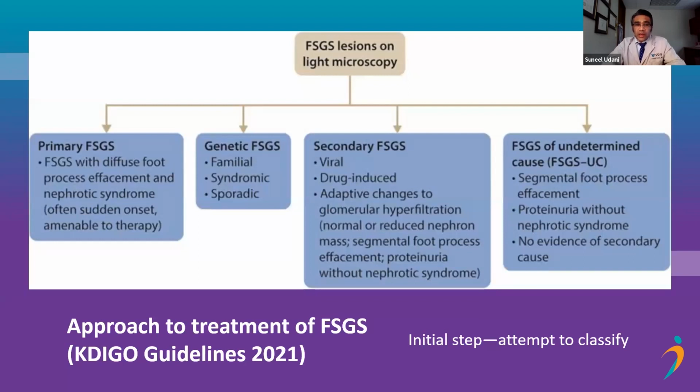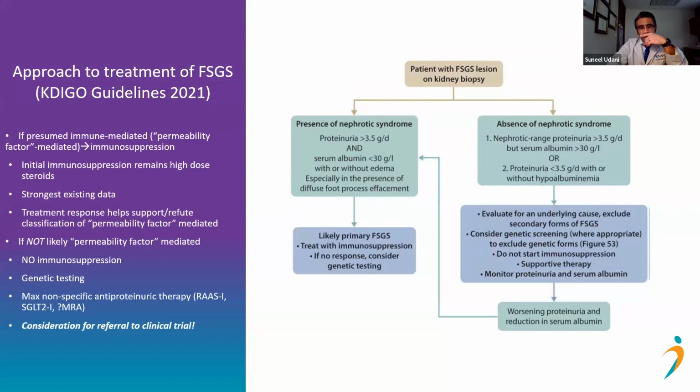In terms of the approach to treatment of FSGS, the first step, of course, is to try to classify the FSGS more distinctly. Specifically, which of those four categories, permeability factor mediated, genetic, adaptive, or toxic mediated, is thought to be playing a role in each individual. For the individuals that you really think have this permeability mediated or immune mediated disease, steroids are still the first line.